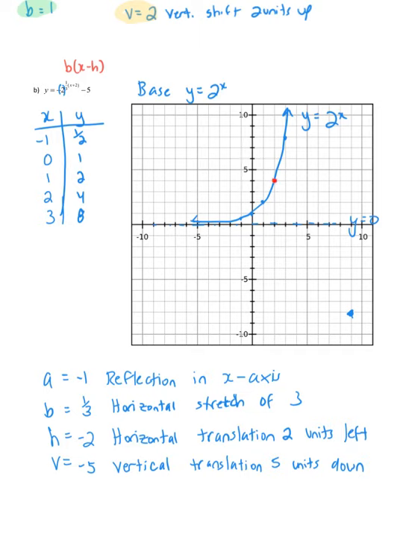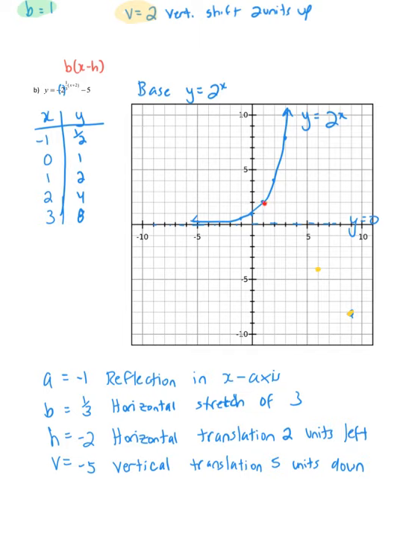So the next point at 2, 4, reflect it. So it's at 2, negative 4. We're 2 units away horizontally. So now we're going to stretch by 3: 2 times 3. So we'll end up at 6, negative 4.